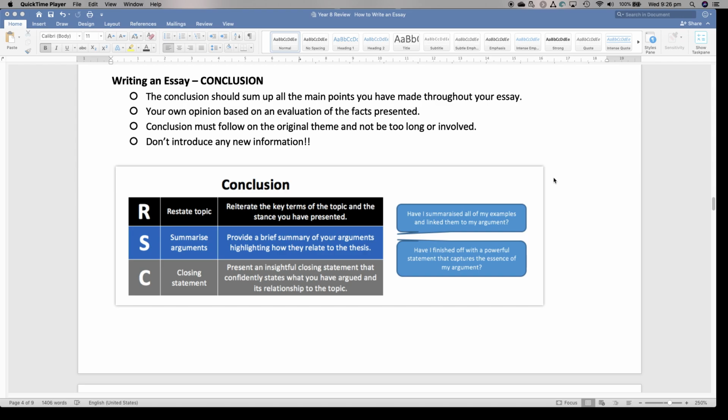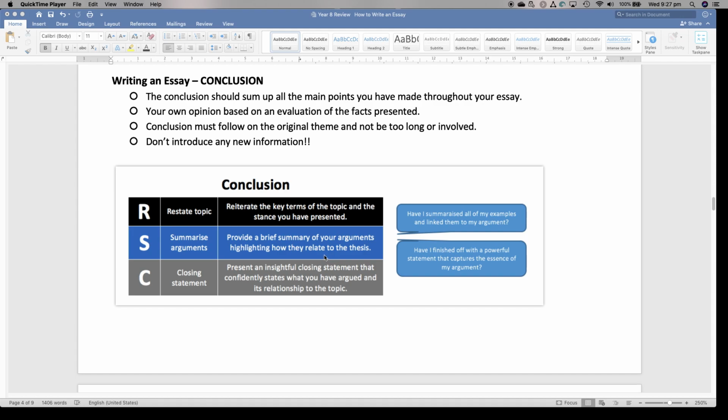The purpose of a conclusion is to essentially put a stamp on what you've argued and to summarize all the points that you've argued throughout the remainder of your essay. And you can do that by following the structure that we see here. We want to restate our topic first so that we reorient the marker and say, well, this is what we're talking about. And then we move on from there. The next bit of content you need to include is to summarize your arguments.